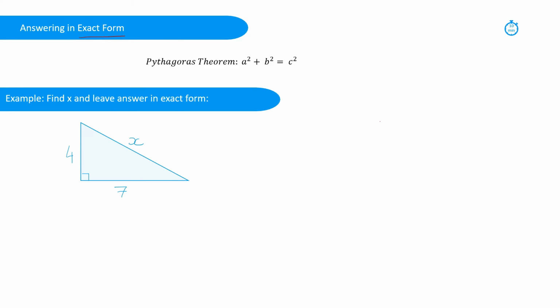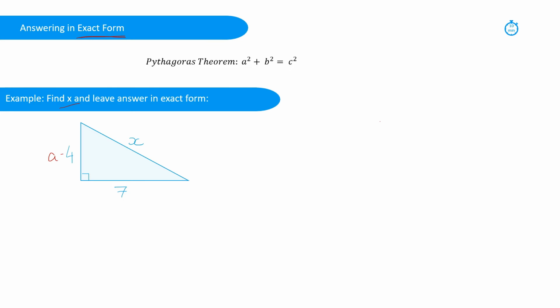Now, sometimes you'll be asked to leave the answer in the exact form. So what you would have noticed in the previous examples is they were all perfect squares. And what I mean by that is when we took the square root, the answer was always a whole number. But sometimes the answer is not going to be a whole number. For example, here. So in this one, we want to find x. So let's follow the steps that we have been following so far.